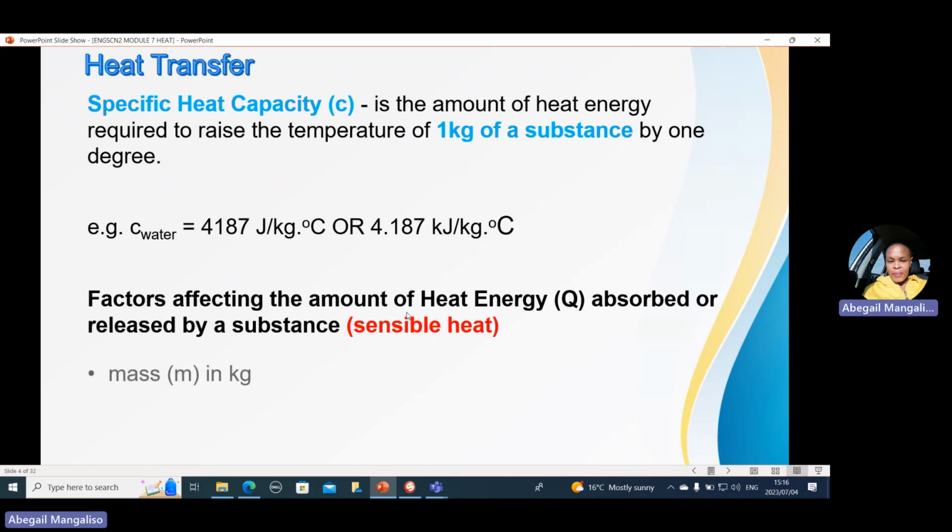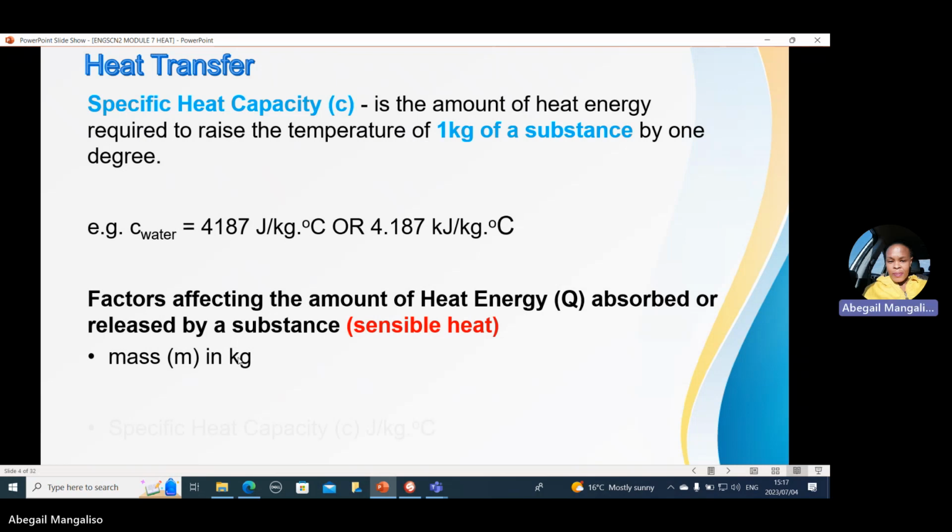Now, factors that affect the amount of heat energy absorbed or released by a substance. A substance can gain or can lose heat. Now, the amount of heat that is lost or gained by a substance depends on 3 factors. First factor is the mass of the substance in kilograms. It depends what was the amount of substance. Were you heating 1 liter, 20 liters? So the heat depends on the amount of substance.